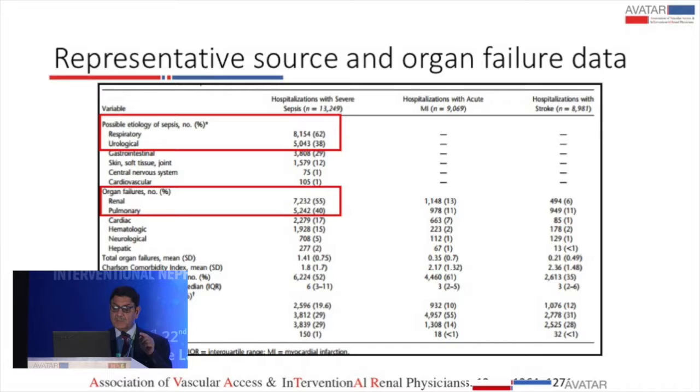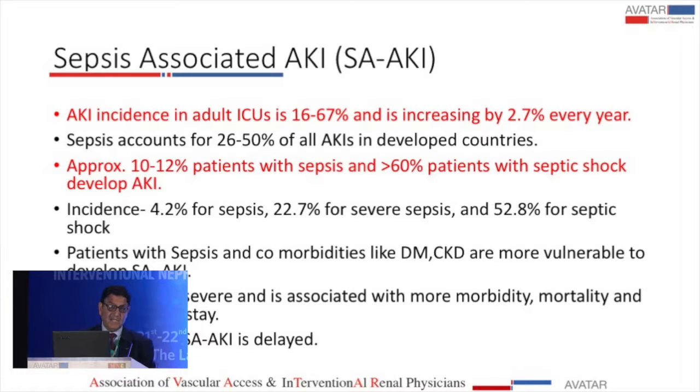Now, it is important to understand that initially there is a pro-inflammatory cycle, and after that there is an anti-inflammatory or immune paralysis cycle, and many times they go simultaneously. This may not be the sequence that I am showing. If you look at the organ failures which are common, it is the renal and pulmonary organs which fail. Talking a minute about the kidney, the AKI incidence is higher as you go from sepsis to severe sepsis, and now to septic shock. Approximately 10 to 12% of patients with sepsis and over 60% with septic shock develop AKI.